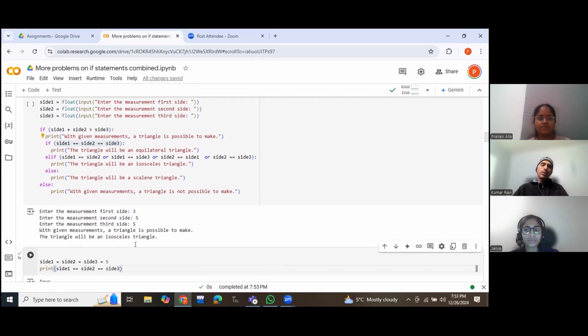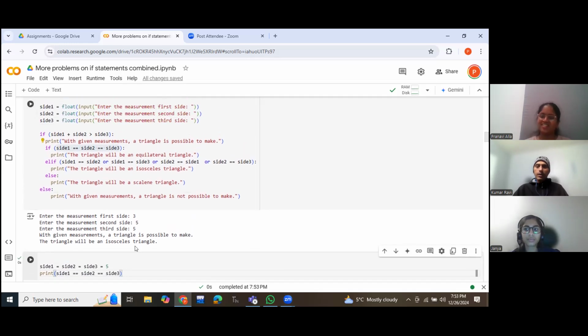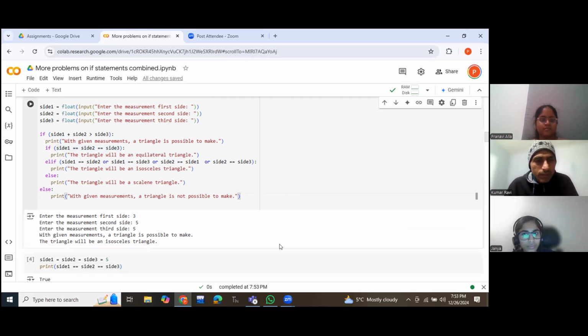Otherwise in C, we have to write it for each. But we have to be careful, because sometimes we can make a mistake in this kind of case. Okay, fine.